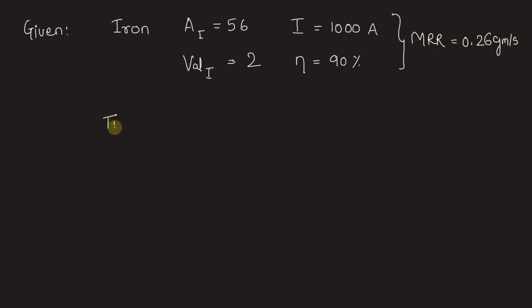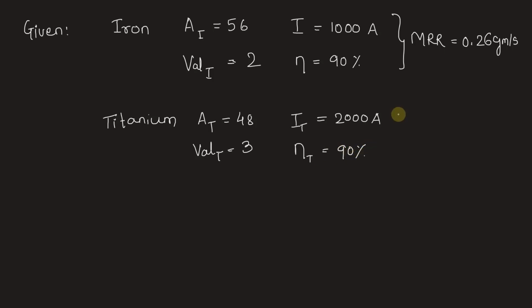Now the information given for titanium is atomic weight, let that be A_T, is 48. Valency for titanium is 3. Let current for titanium be I_T. It's given as 2000 ampere. And the efficiency of current is given same for titanium also, which is 90%. For this information, we need to calculate the material removal rate for titanium.